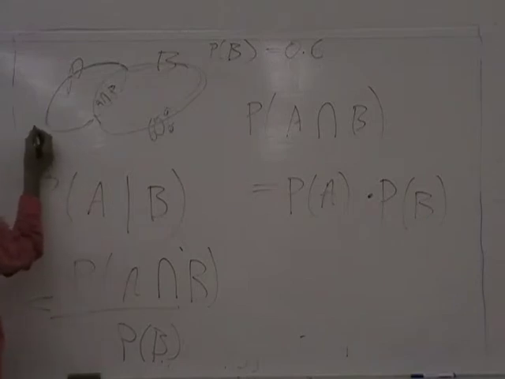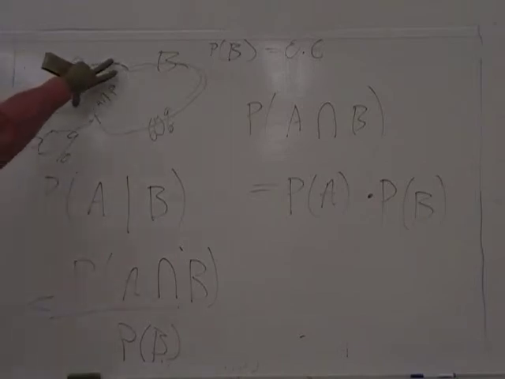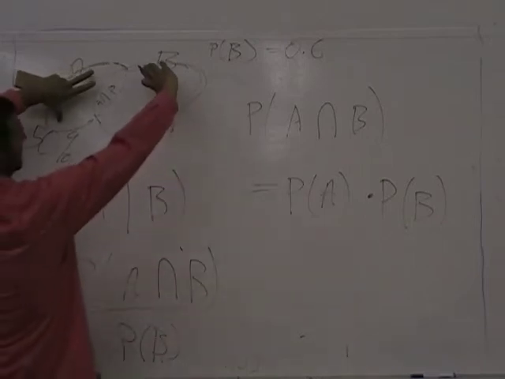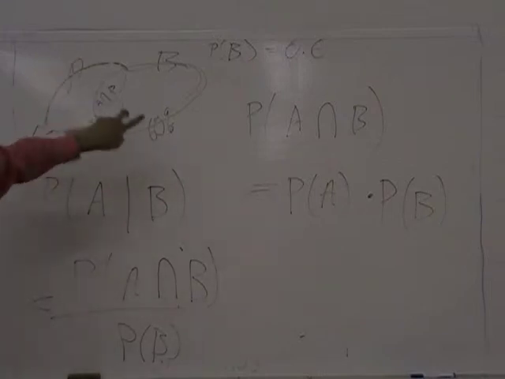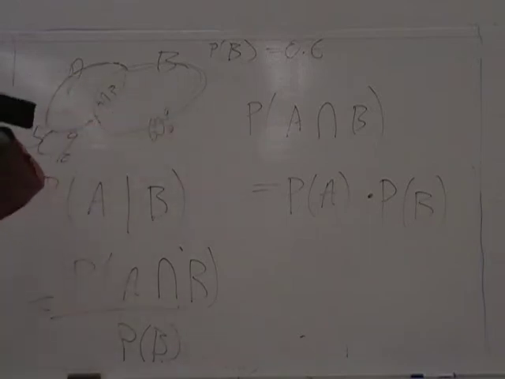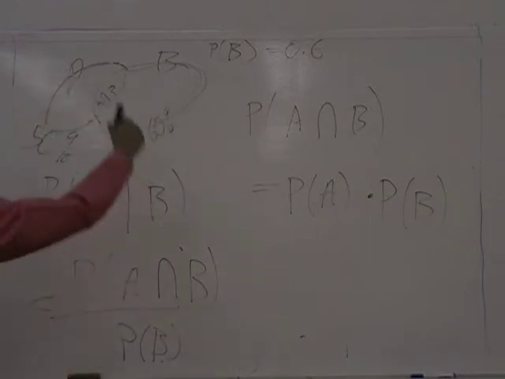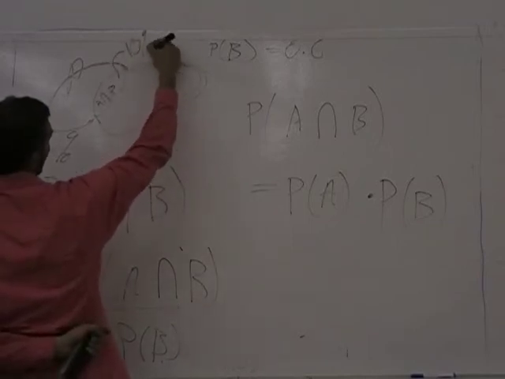50, 60, 50. 50%. We have 50% here. We have 60% over here. The probability of everything is 1, so we have to have 10% there.